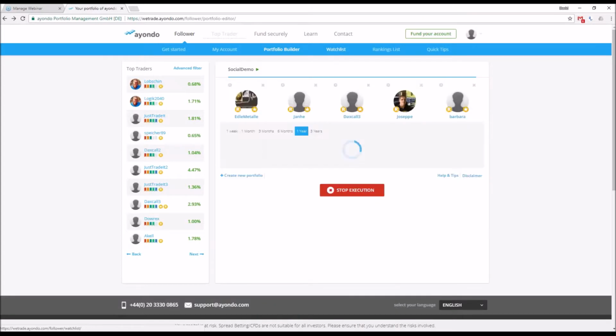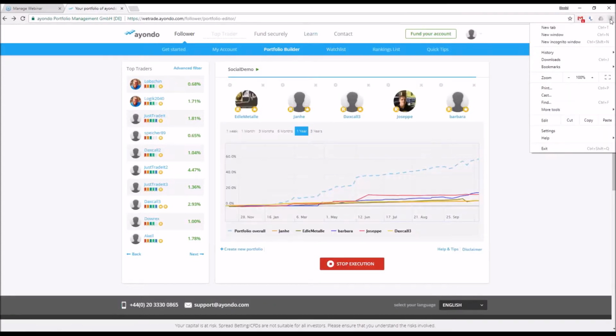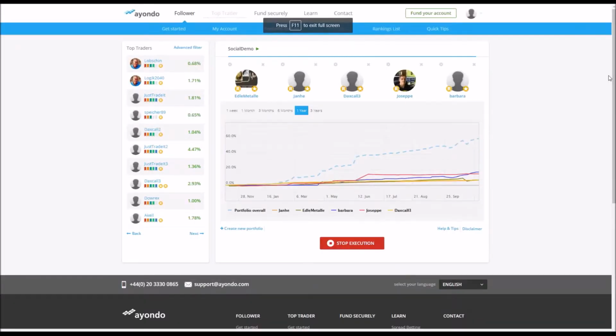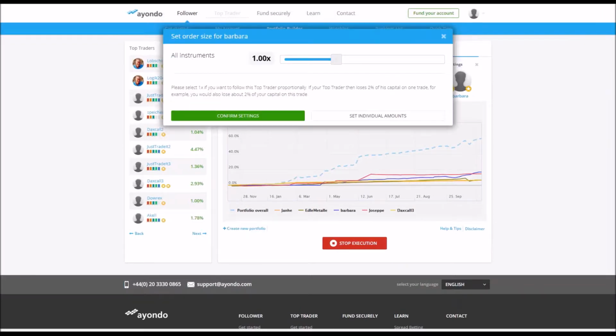The next important thing to consider is the level of risk. So what we're going to do is click on the settings button. Let's start that off with Barbara. So what we do here, this is where we can dial up or dial down how big a risk we take on their trade. So let me try and explain this.